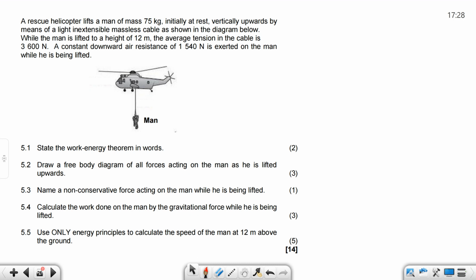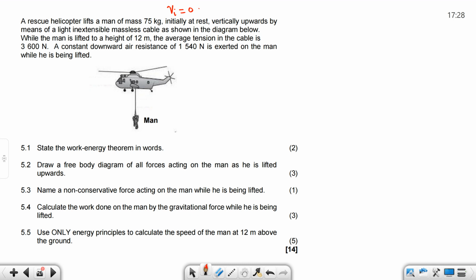A man of 75 kg, initially at rest. Let's start interpreting. Initially at rest, what does that tell us? Initial velocity equals 0. And how are we moving? We're moving vertically upward, by means of a light, inextensible, massless cable. Inextensible cable means there's tension there. And the tension is also the applied force.